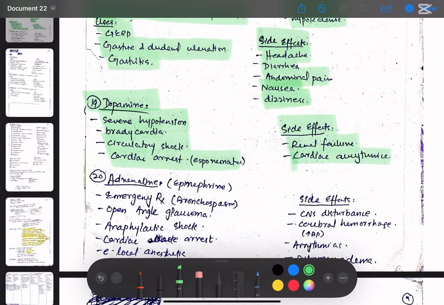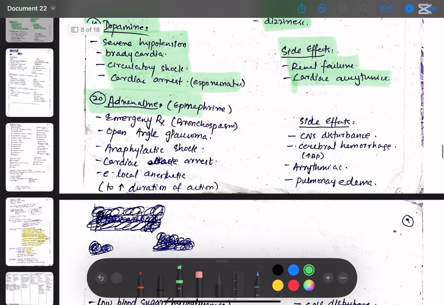Okay. The next drug is adrenaline, which is known as epinephrine, and the uses are emergency treatment of bronchospasm, open angle glaucoma, anaphylactic shock, cardiac arrest, and as a local anesthetic to increase the duration of action. The side effects are CNS disturbance, cerebral hemorrhage, arrhythmias, and pulmonary edema.